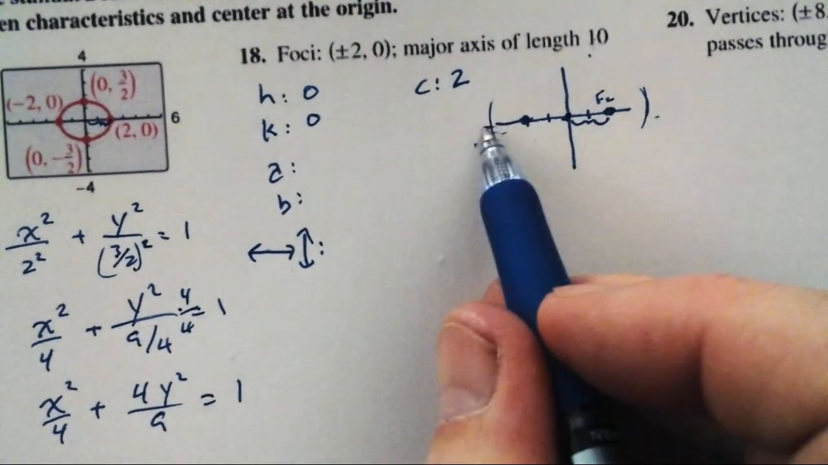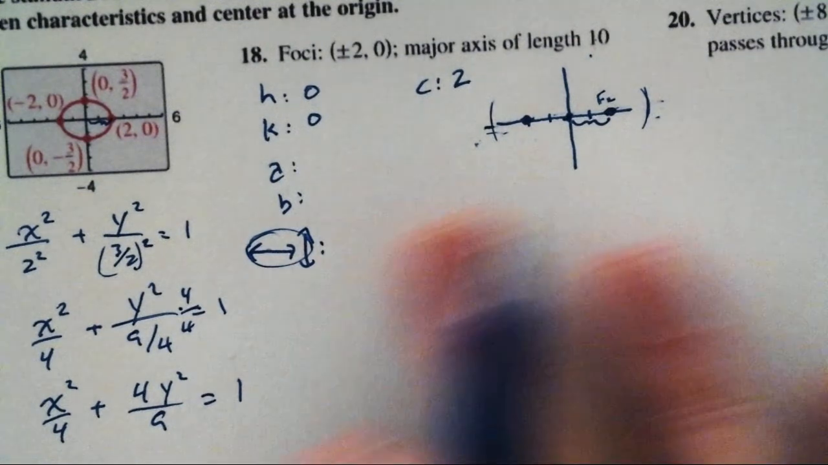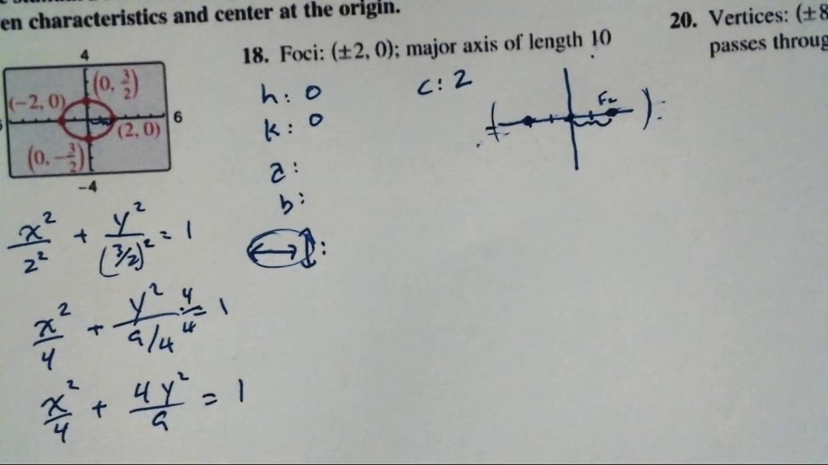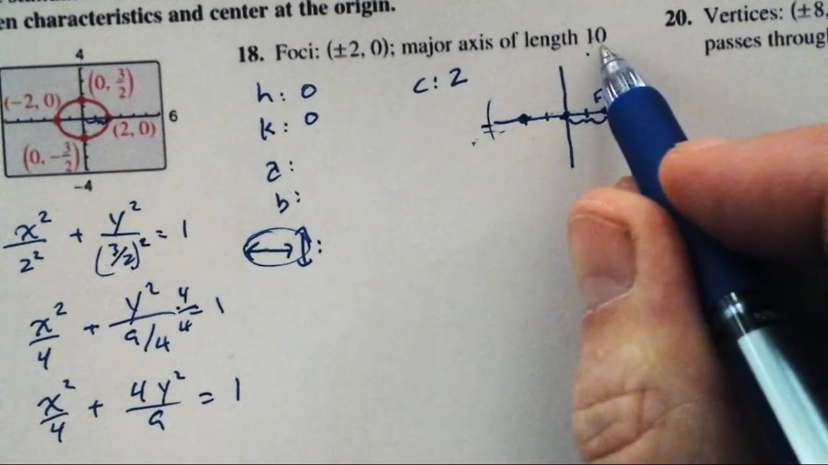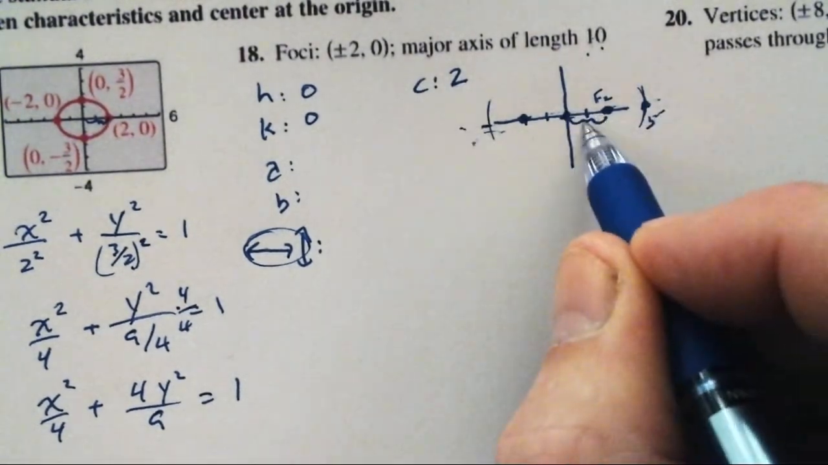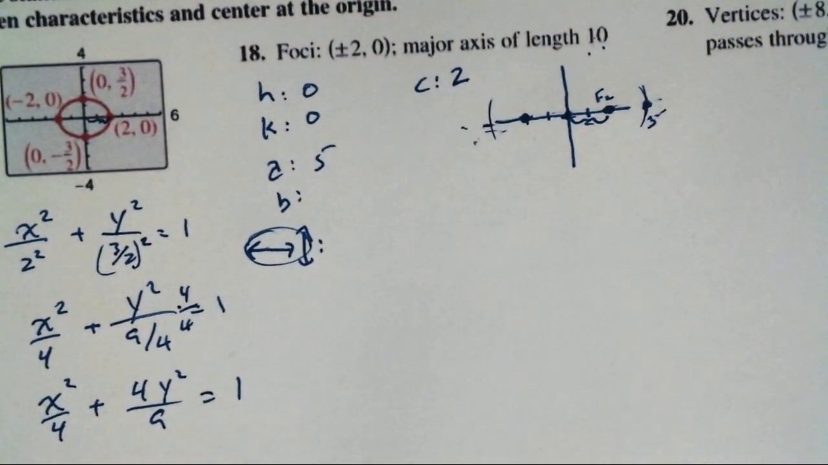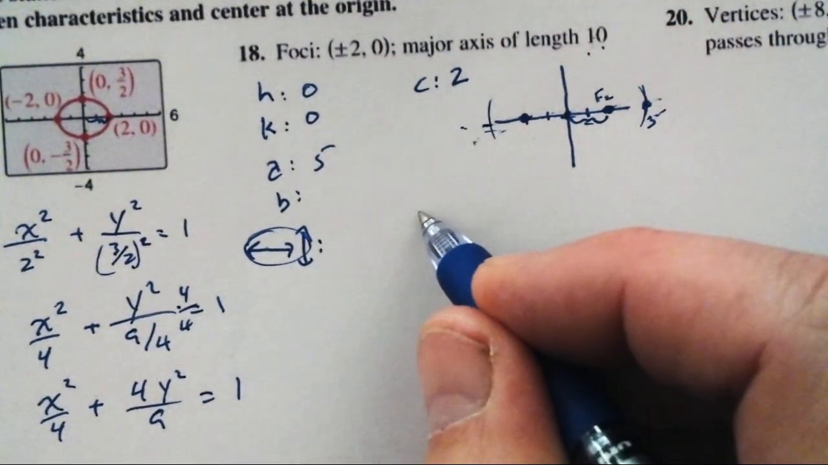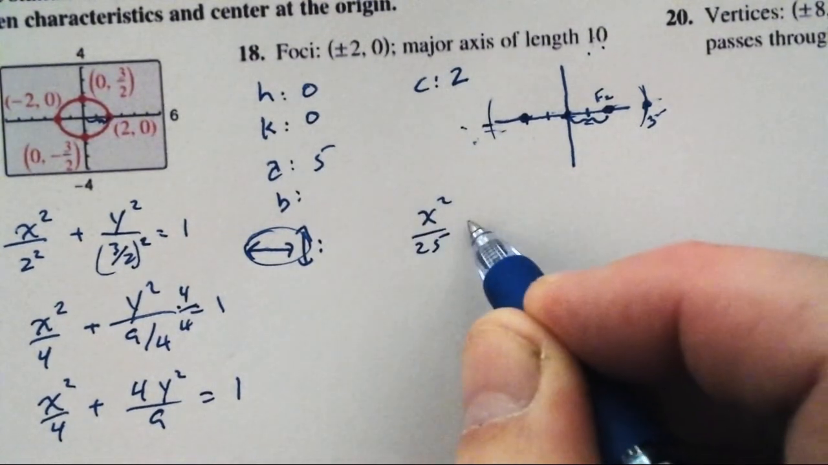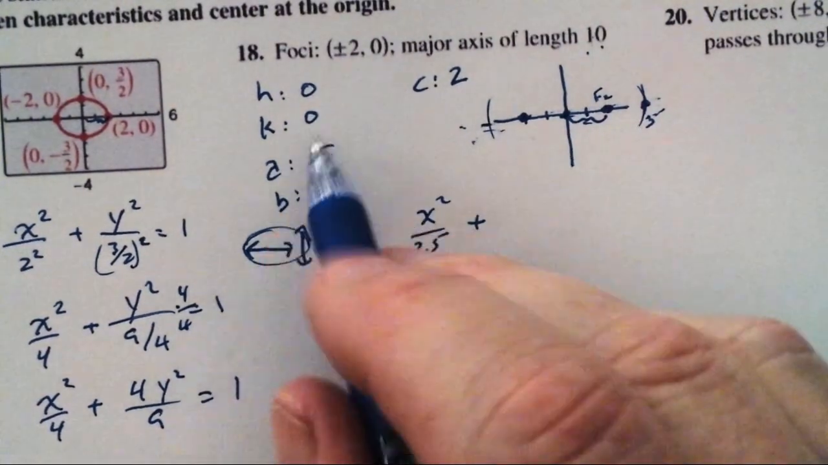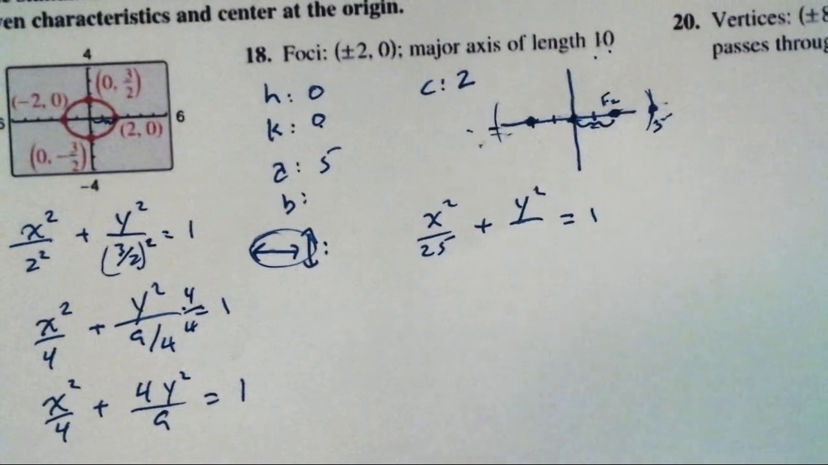And it also tells us that we are a wide or an x-dominant ellipse, but I don't have A and B yet. Now, when they give us the major axis is 10, we're 5 to the right, 5 to the left, that gives us A. So here's what I know so far. We have an x dominant, so x squared on A squared, 25, plus y minus 0, y minus k, y minus 0 squared on B squared equals 1.